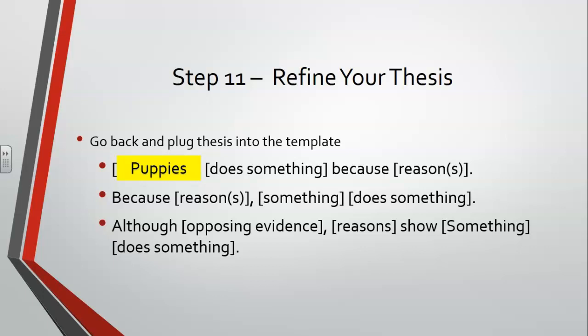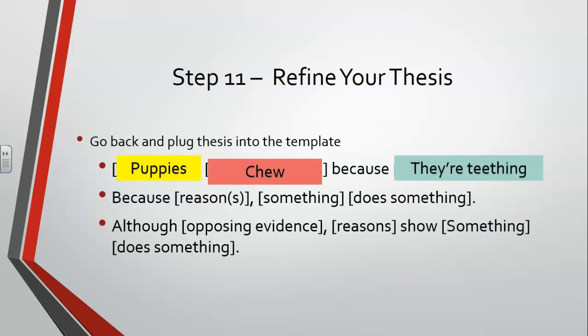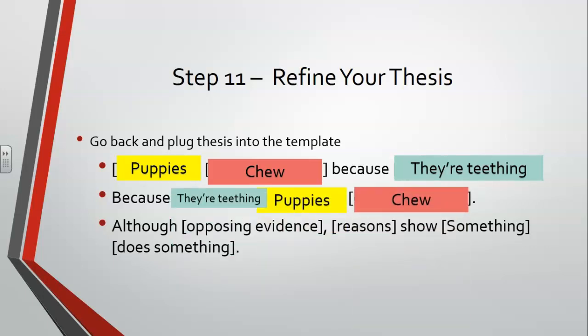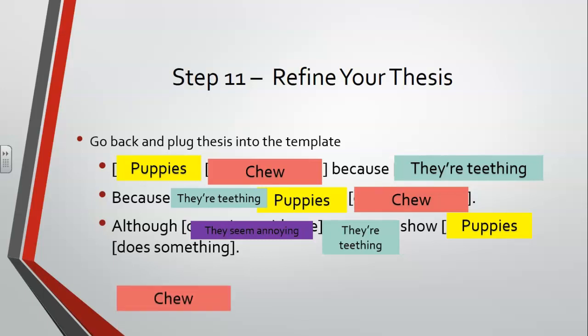So if we're looking right here, the something is puppies. What do puppies do? Puppies chew. Why do they chew? Because they're teething. So we can also put this right through here, the same color, because of the reasons. The reasons is they're teething. Something is puppies. What do puppies do? Puppies chew. Although they seem annoying, the reasons, which is they're teething, show puppies, the something, does something.